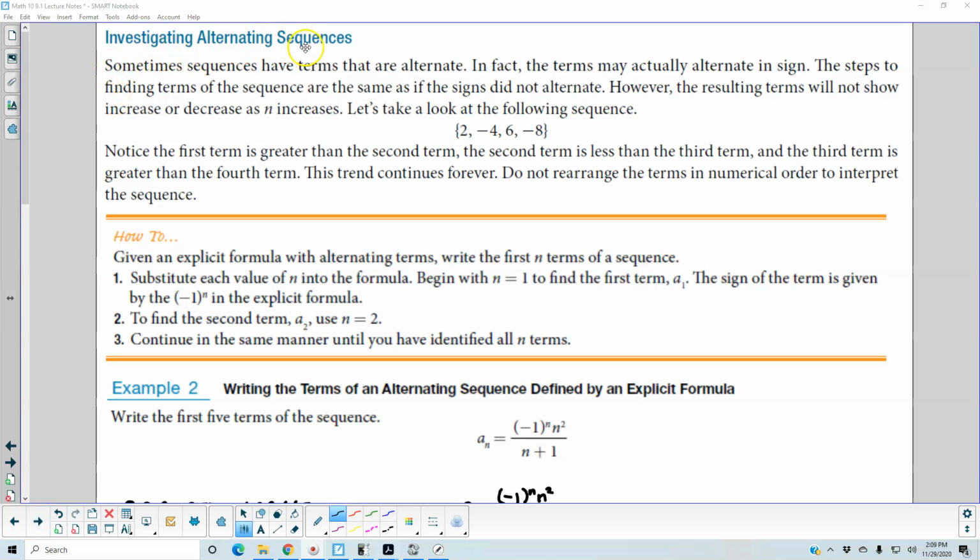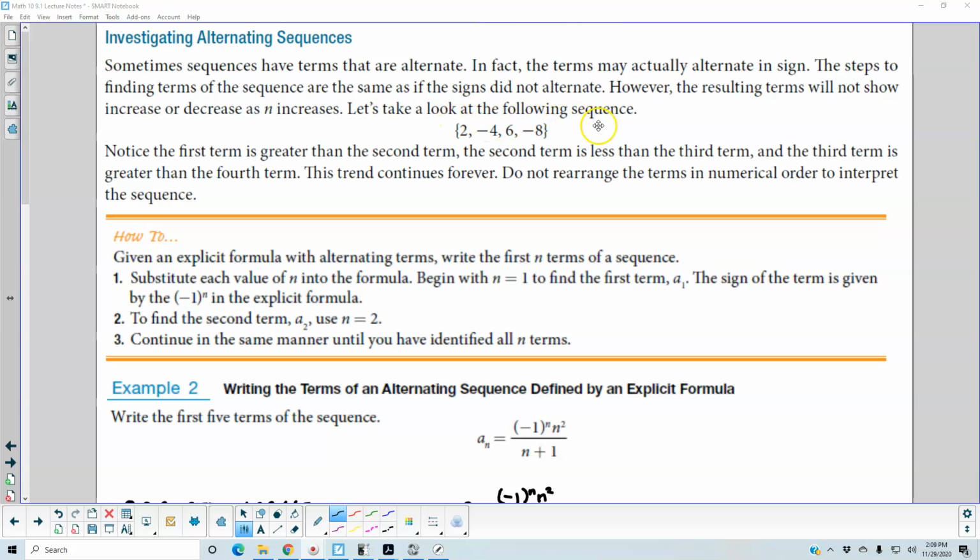Investigating alternating sequences. Sometimes sequences have terms that alternate. In fact, the terms may actually alternate in sign. The steps to finding terms of the sequence are the same as if the signs did not alternate. However, the resulting terms will not show increase or decrease as n increases.